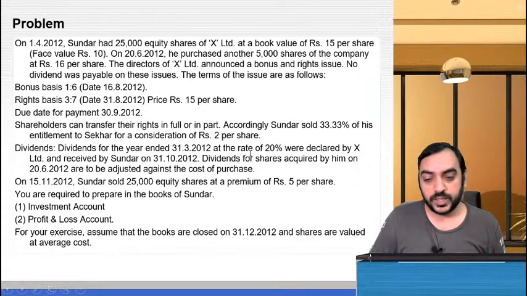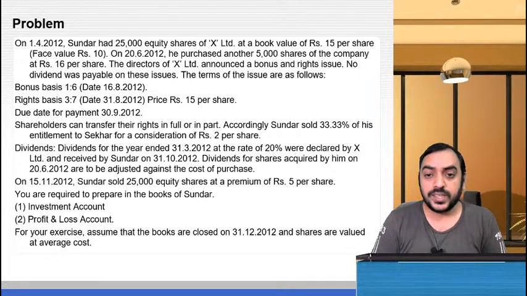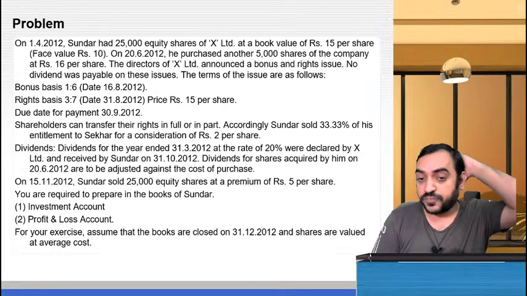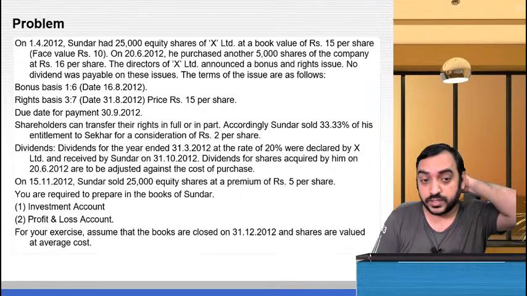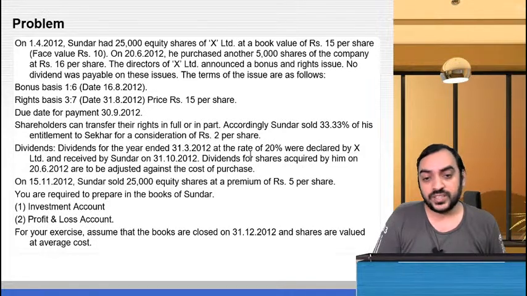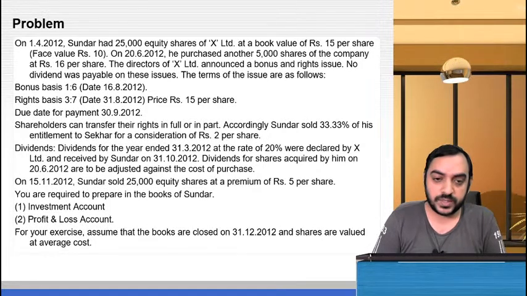On 1/4/2012, Sundar had 25,000 equity shares of X Limited at a book value of 15 per share, face value of 10 each. On 20th of June 2012, he purchased another 5,000 shares of the company at 16 per share. The directors of X Limited announced a bonus and right issue. No dividend was payable on these issues. Terms of the issues were as follows: bonus issue 1:6, right issue 3:7, date 31st December, price 15 per share, due date for payment 30th of September.